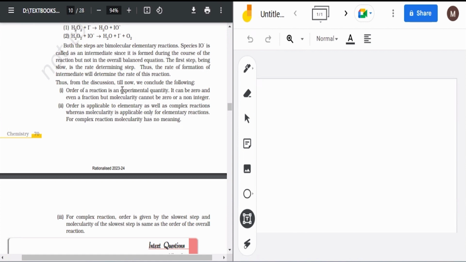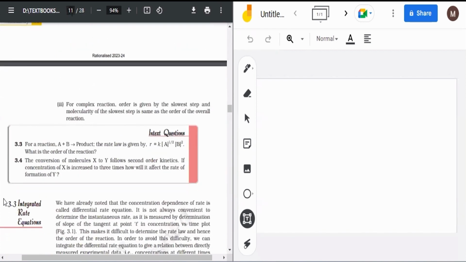So order is an experimental quantity. It can be 0, it can be half, it can be 3 by 2, मतलब it can be a fraction, but molecularity cannot be 0 or non-integer. And order is defined experimentally, and it is applicable to both elementary and complex reactions, whereas molecularity is applicable only to elementary reactions.